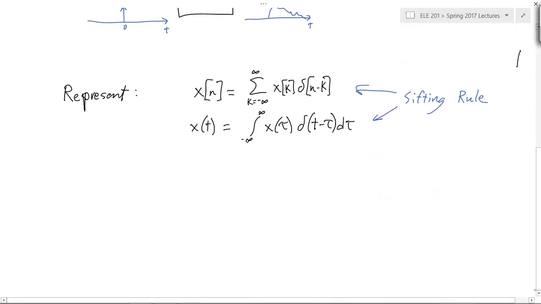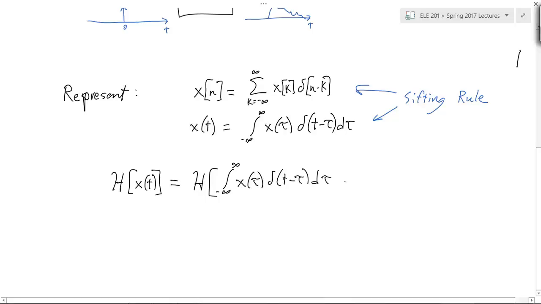Now we'll plug it into our system formula. So we know what comes out is going to be h operating on, I'm going to do the continuous time case here because I did discrete time in the Piazza notes. So h operating on an input x of t can be rewritten using the substitution above as h operating on this integral. So this is just a restatement of x of t.